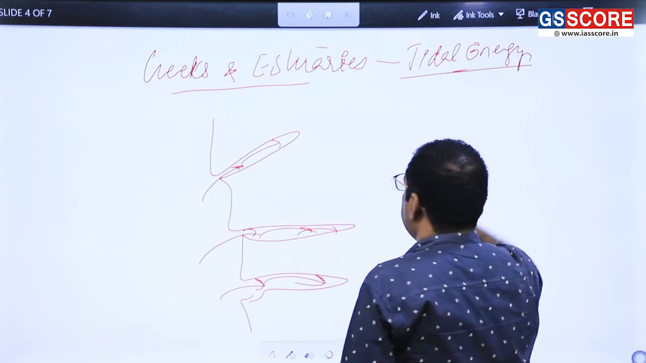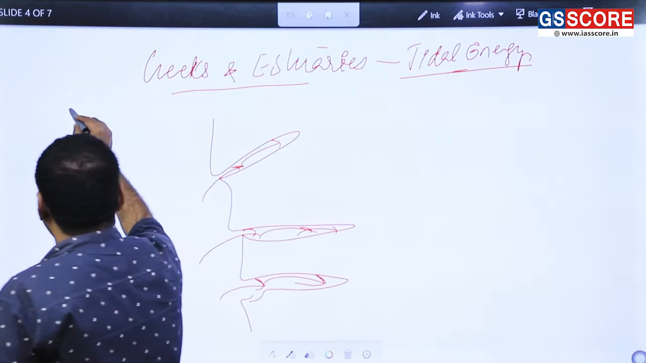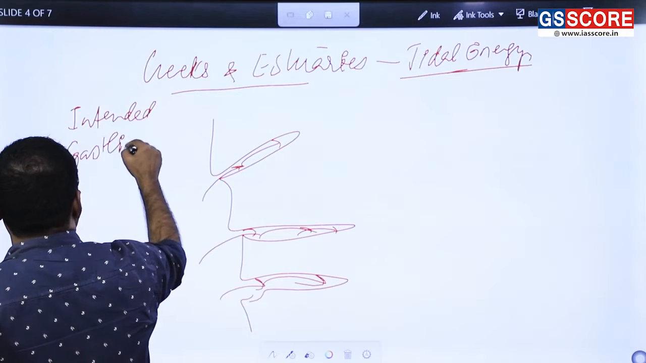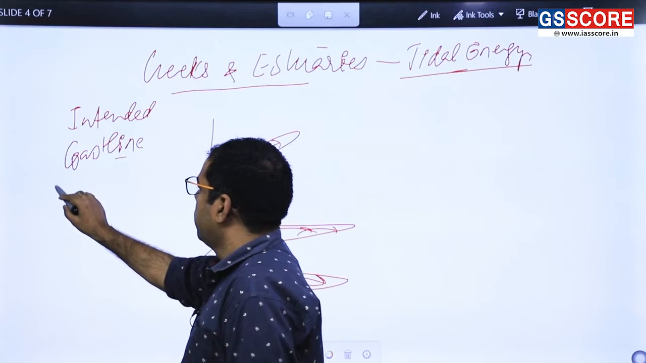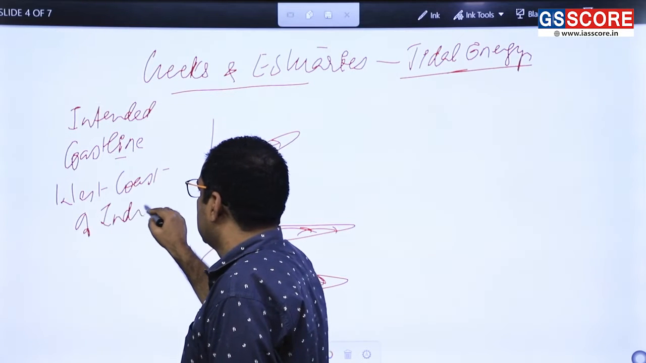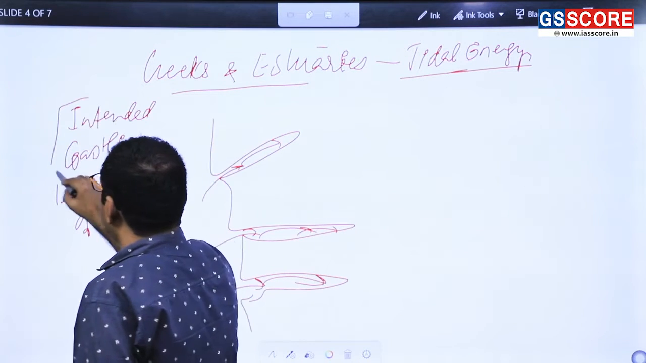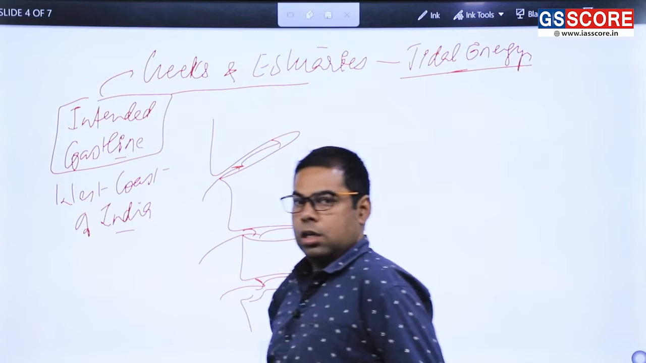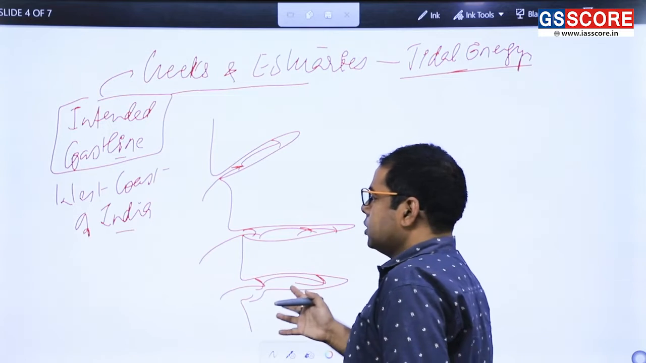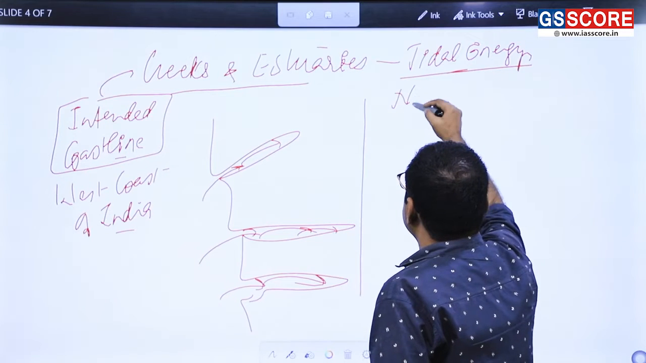So tidal energy is very, very important, and India also has the advantage of an indented coastline. Where? In the west coast of India. This west coast of India is an example of an indented coastline. There are narrow creeks and estuaries, which are an ideal location for installing turbines for generating tidal energy. Then after, nuclear energy.